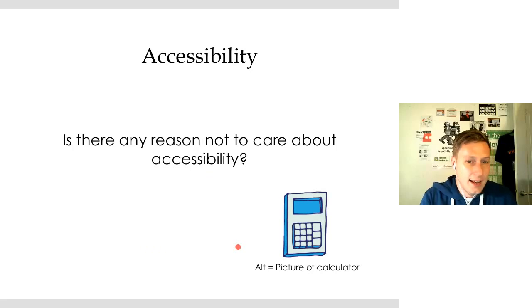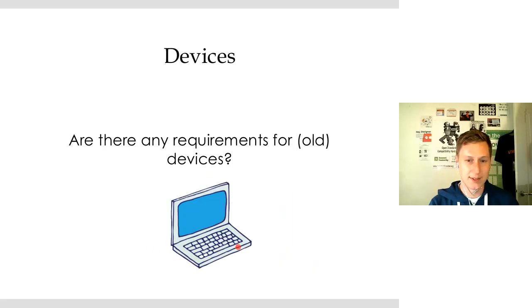So, accessibility. I usually put this in my presentations. I think it's really important. Is there any reason not to care about accessibility? Make sure that whatever you create, you try and keep it in mind. It's really hard to do it right, but just put some effort into it. And then, are there any requirements for all devices? That's something you might have to consider too before you start using all the coolest new CSS3 things that you want to use. So this was just the first part of this.